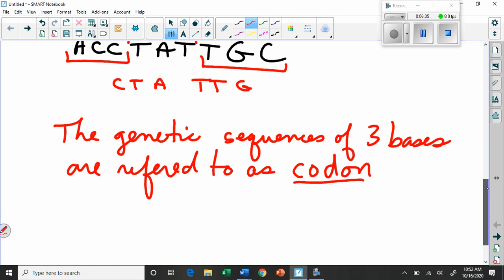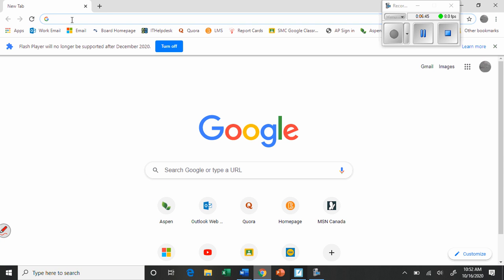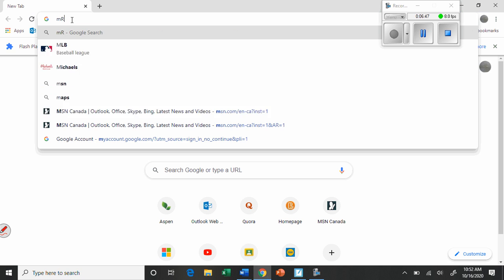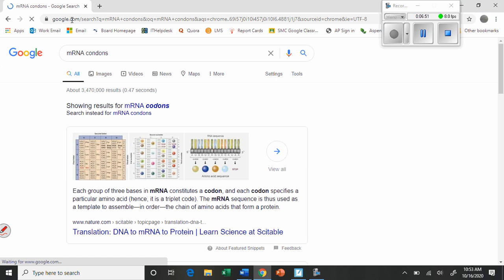Okay. Now what I'm going to do is show you what we've discovered by using the internet. We'll go to the internet, and I'm just going to Google here mRNA codons. And I'm going to show you a chart, which is the easiest way to do it.